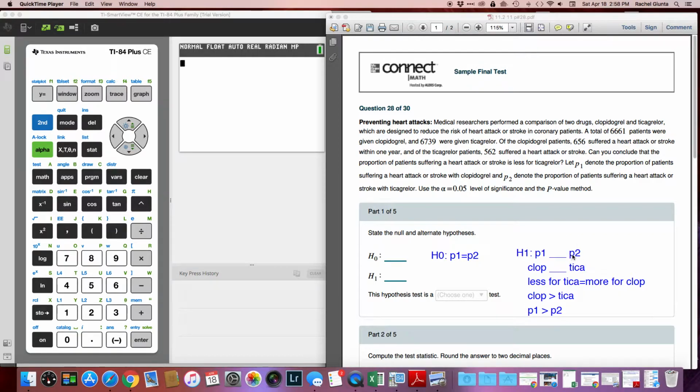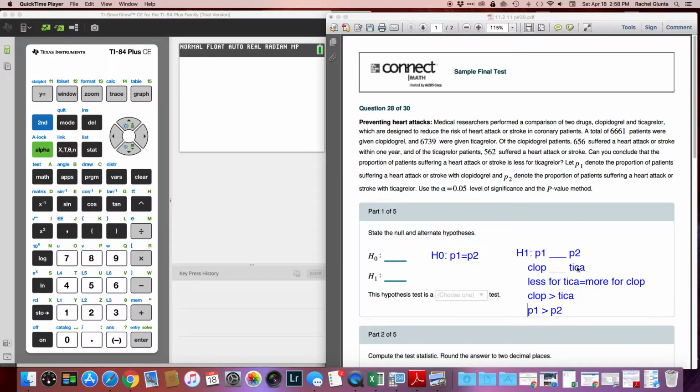So what I suggest you do is always write down P1 and then leave yourself some space and then P2. Next thing you want to know is what they're assigning P1 to, because they're always going to tell you that. And it's usually the next sentence after the can you conclude sentence. So in this case, it says here, let P1 denote the proportion of patients suffering a heart attack or stroke with clopidogrel, CLOP. So we now know P1 is CLOP, so just write that directly under where you wrote P1. And P2 then is TICA, so under P2 write TICA.